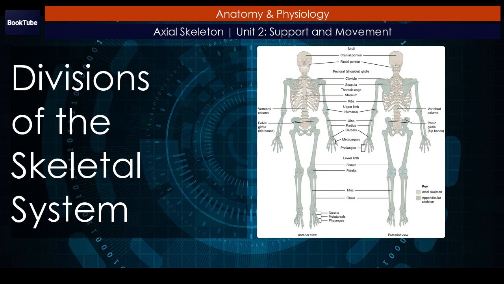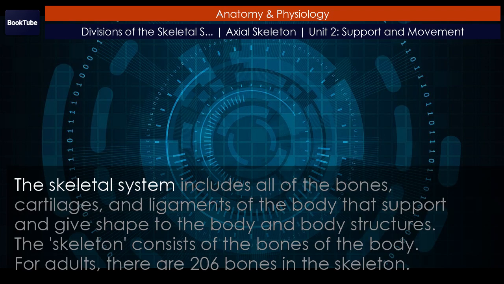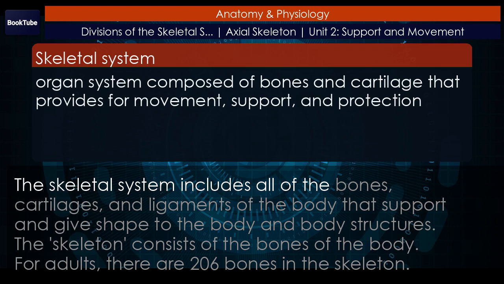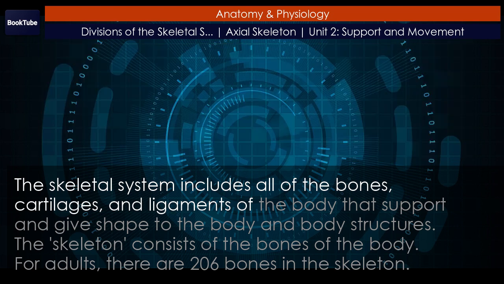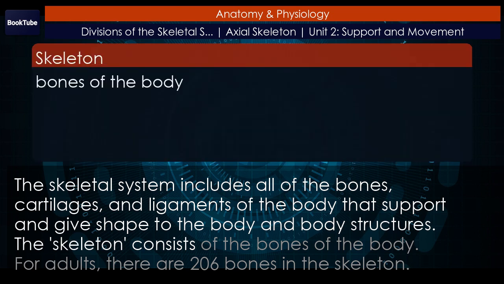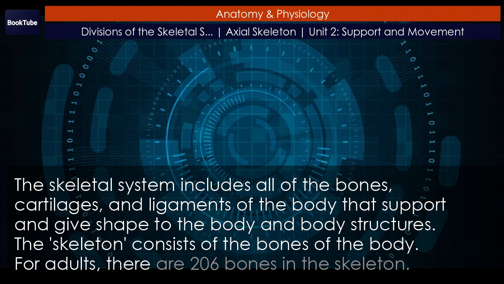Divisions of the skeletal system. The skeletal system includes all of the bones, cartilages, and ligaments of the body that support and give shape to the body and body structures. The skeleton consists of the bones of the body. For adults, there are 206 bones in the skeleton.